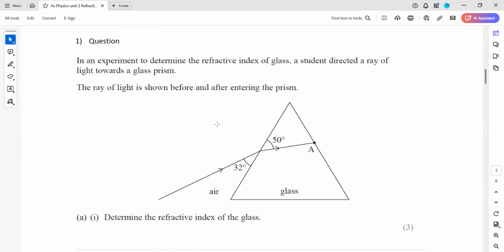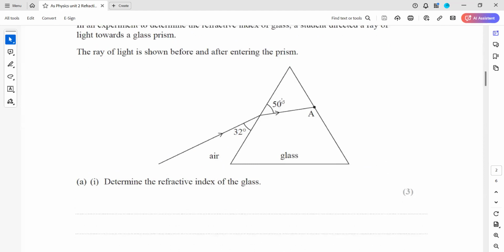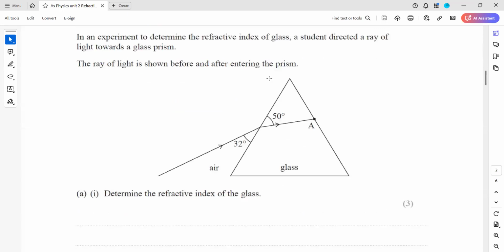The first question: in an experiment to determine the refractive index of the glass, a student directed a ray of light towards a glass prism. The ray of light is shown before and after it is entering. Determine the refractive index. The angle with the surface is given.